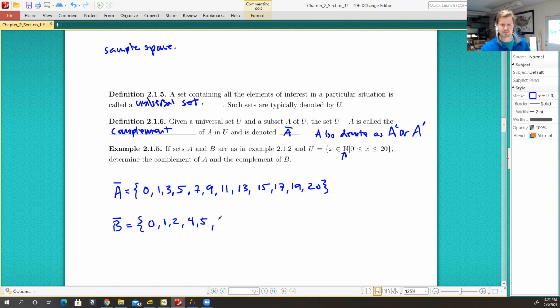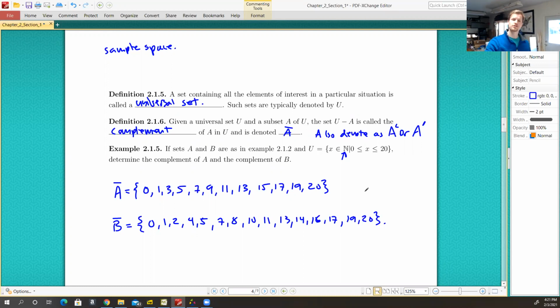All right, 6, 7, 8. Remove 9 because it's in B. 10, 11. Remove 12 because it's in B. 13, 14. Remove 15 because it is in B. 16, 17. Remove 18 because it is in B. 19, and 20. There we go. Simple as that.